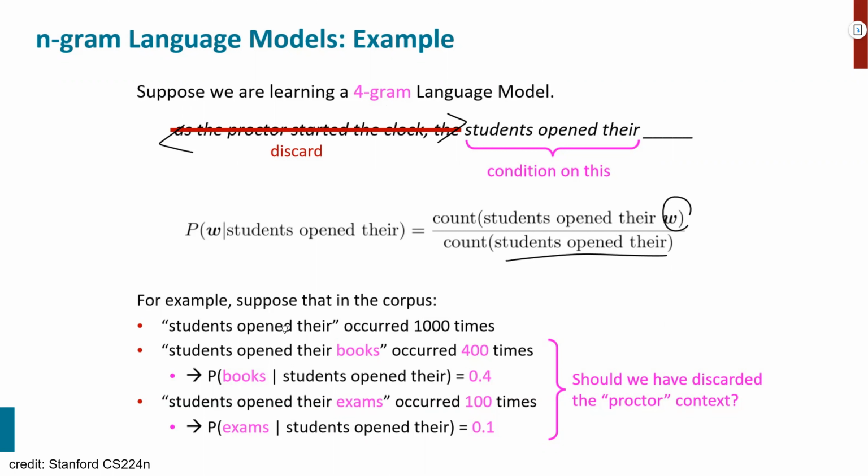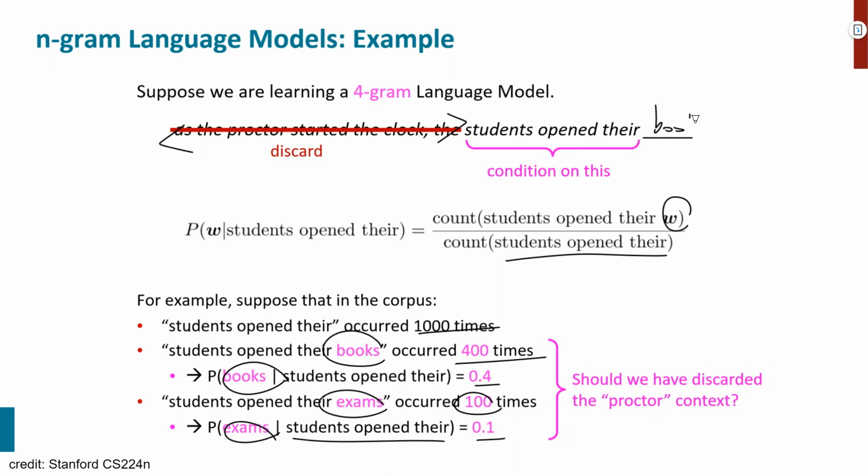Then we can count the number of other words. Let's say students opened their occurred 1,000 times in our corpus, and students opened their books occurred 400 times, and students opened their exams 100 times. Then the probability of books will be 0.4, and the probability of exams, given this context, is 0.1.